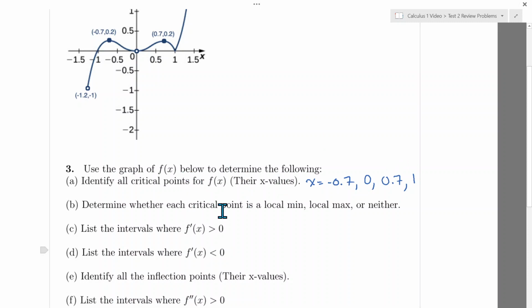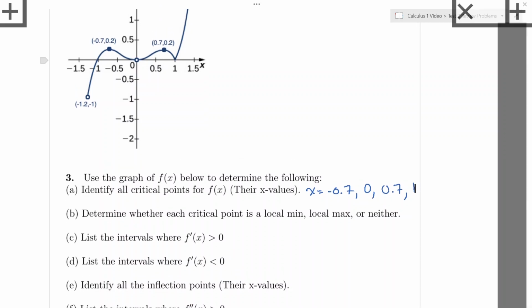Now for each of these 4 critical points, we need to determine if it's a local minimum, local maximum, or neither. Here, when x is negative 0.7, that's a peak, so this is a local max. Then at positive 0.7, it's also a peak, so that's also a local max. So we have 2 local maxes. So let's list them in part B.